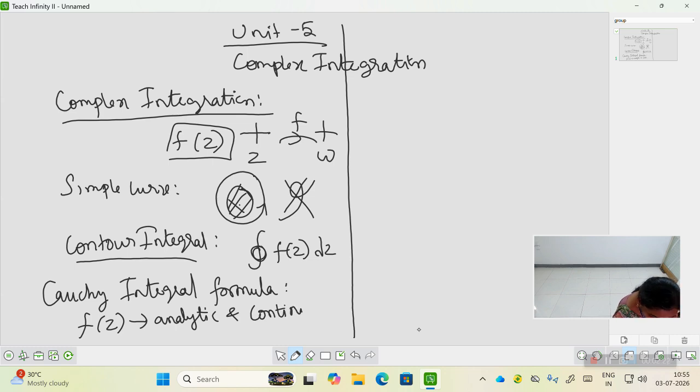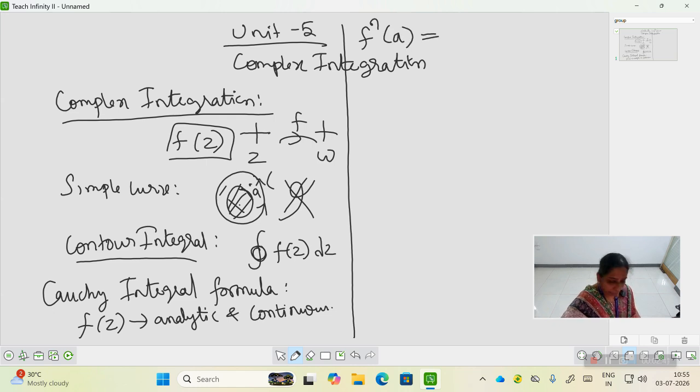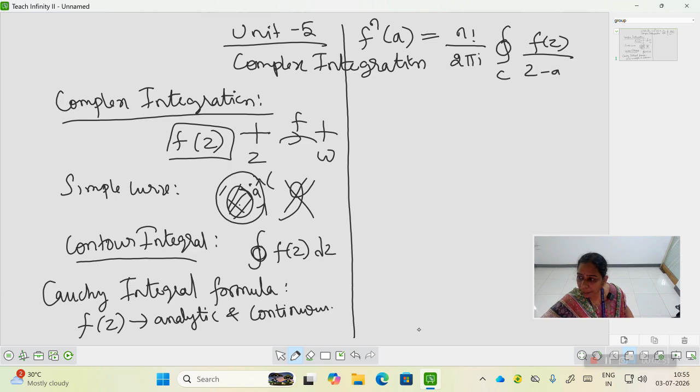And if a is any point inside C, then the nth derivative f^n of a will be equal to n factorial by 2 pi i times the integral over the closed curve C, the symbol for closed, of f of z divided by (z minus a) to the power n plus 1, dz. Now I'll go to the problem.